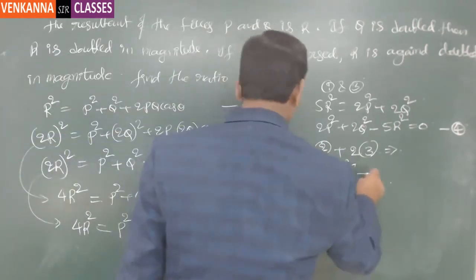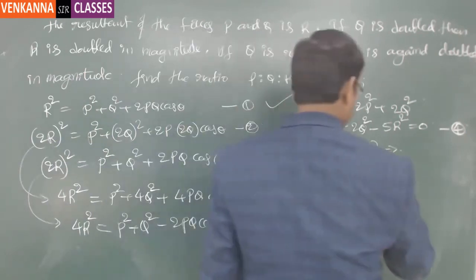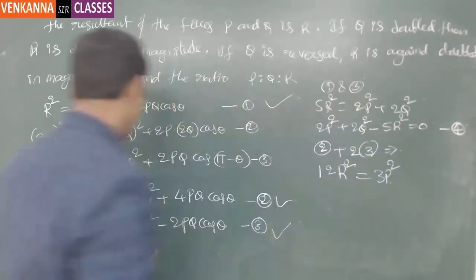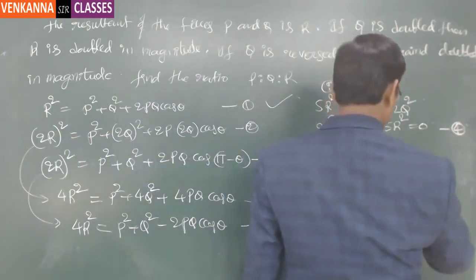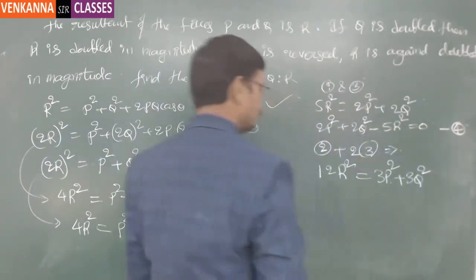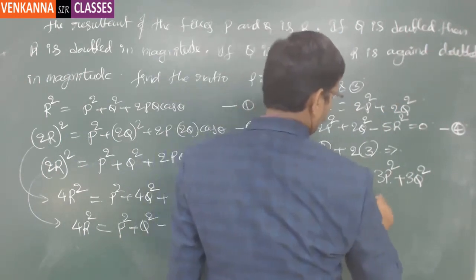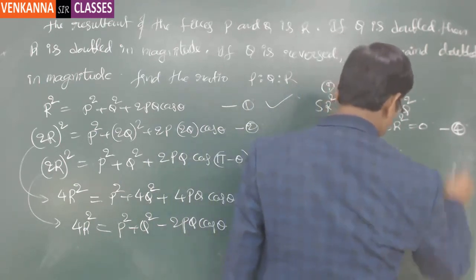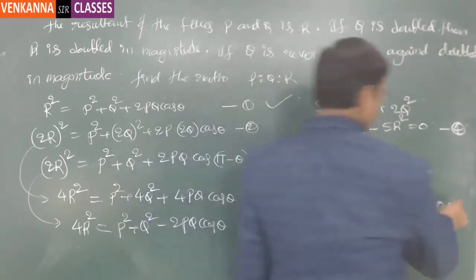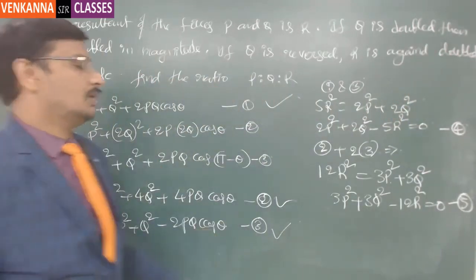square is equal to, and this is 2p square plus p square. This is 3p square and 2q square plus q square. This is 3q square and this will be anyway 0. So from this, 3p square plus 3q square minus 12r square equal to 0. Now this equation number is 5. So from these two equations you can find out the ratio.